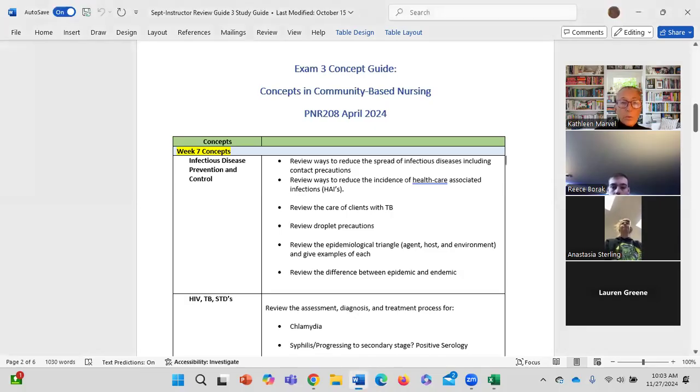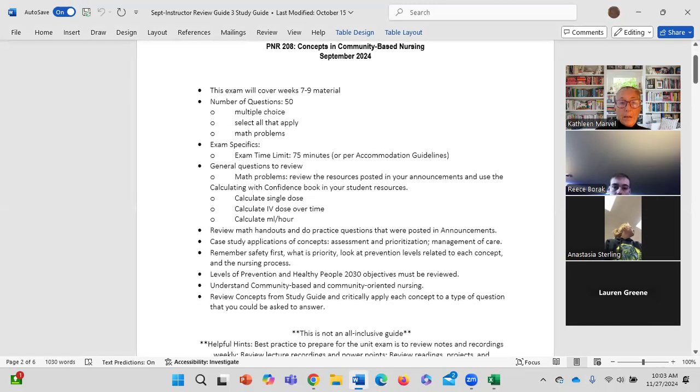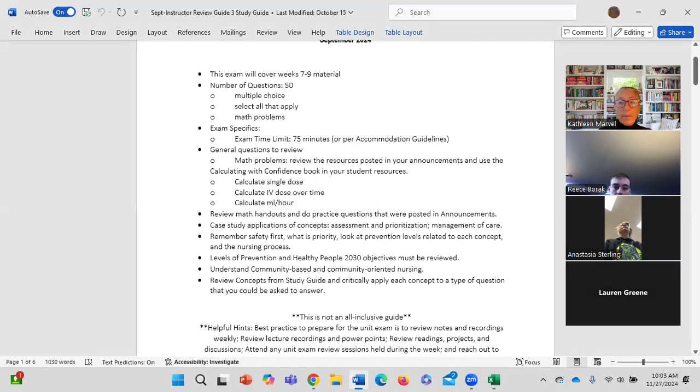Just want to go through the beginning cover page, right? Exam 3 is set up the same way exam 1 and 2 are. This exam covers weeks 7, 8, and 9. 50 questions, some multiple choice, some select all that apply, and some math. Okay, there is a time limit, 75 minutes.